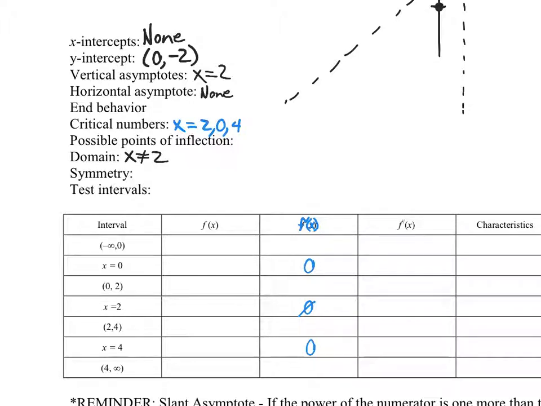So from looking at what we've got, we can though see concavity. To the left of 2, we're concave down. To the right of 2, we're concave up. And that's it. So, there's our second example. There's a lot to these. They take a while. You just gotta be patient and careful.